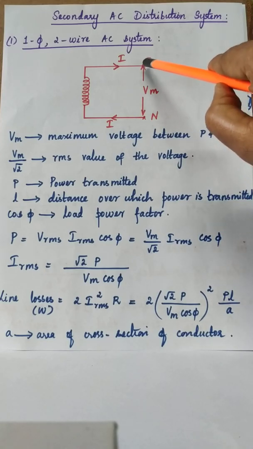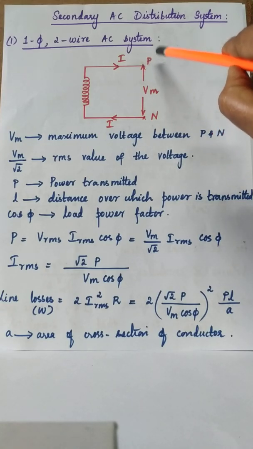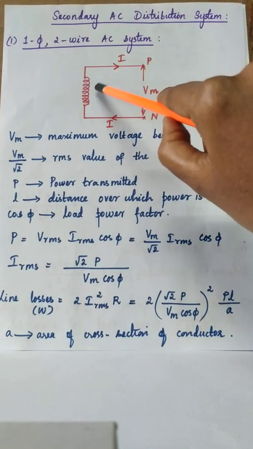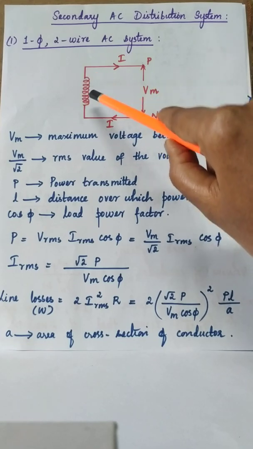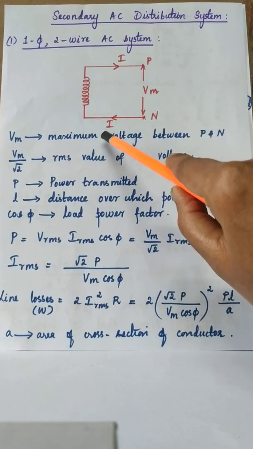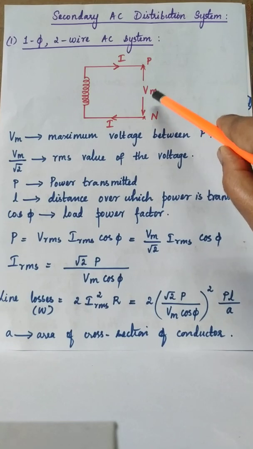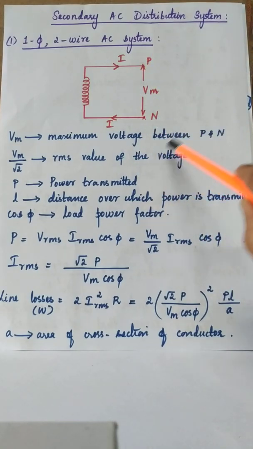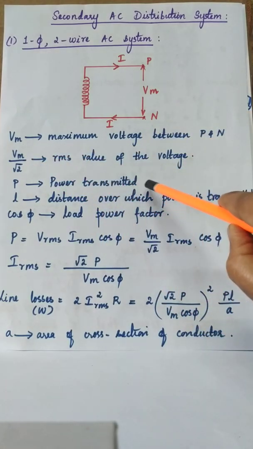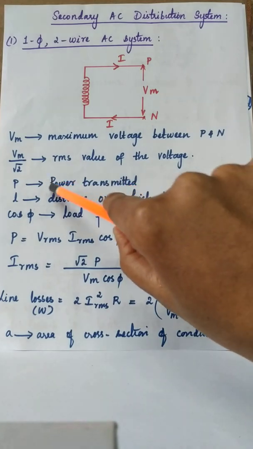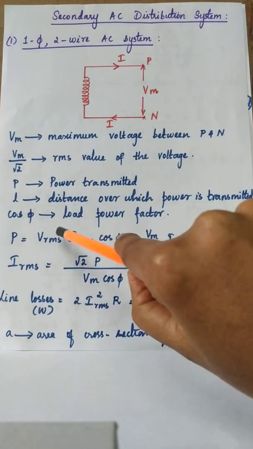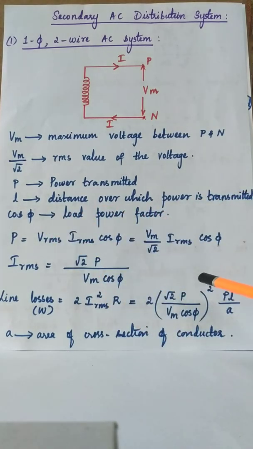We have one phase wire which can be R, Y or B, and one neutral. And this is the reactance of the winding of the line. Here we take Vm as the maximum voltage between the 2 conductors, phase and neutral. The RMS value of the voltage is Vm by root 2. We define a few parameters: P, power transmitted; L, distance over which the power is transmitted; and load power factor, taken as cos phi.